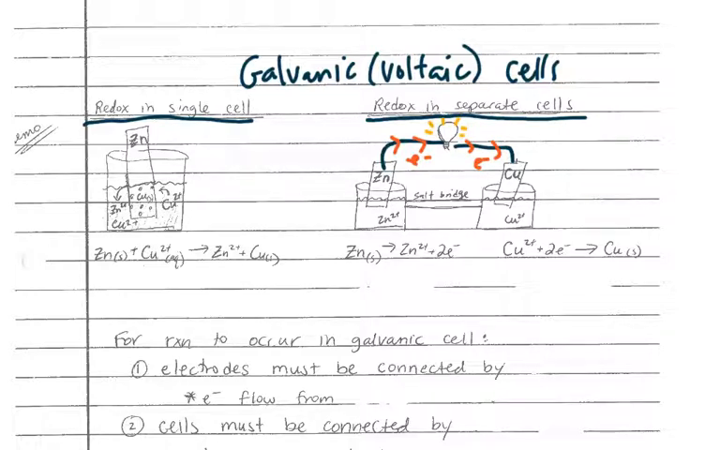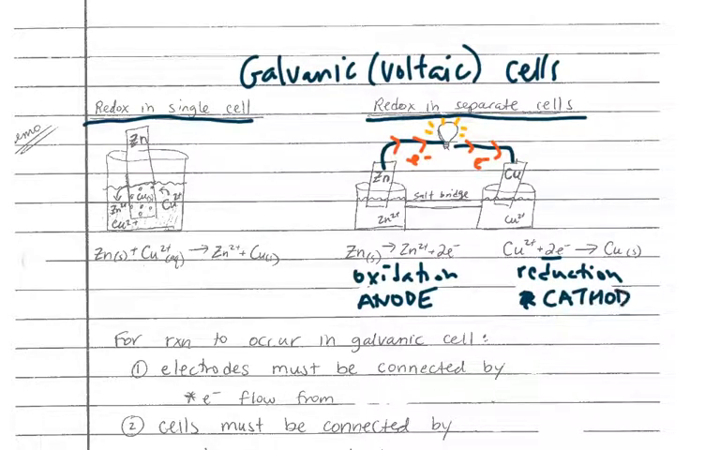So these half reactions, on the left here, we have the zinc losing electrons, and loss is oxidation. So this is the oxidation reaction. And this one here is the reduction reaction. Reduction is gain of electrons. And this, where the oxidation happens, we call this side the anode. And where the reduction happens, we call this the cathode. All right, the anode is negative and the cathode is positive, kind of like anions are negative and cations are positive.